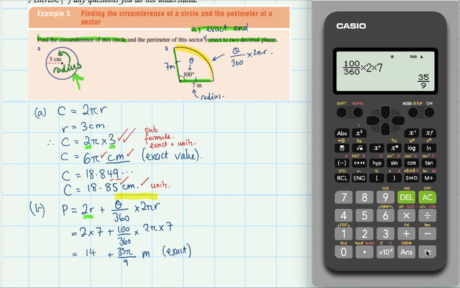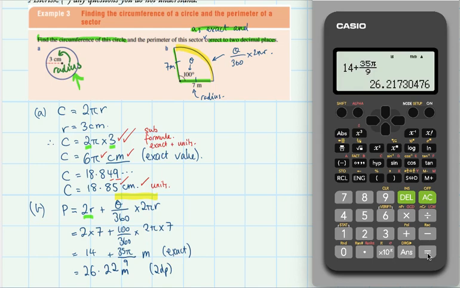Now, it's asked for exact value and correct to 2 decimal places, so let's find that. 14 plus 35 shift to find pi on 9. We press enter and out pops this answer. To correct to 2 decimal places is 26.22, and then our units is meters. So this is 2 dp.